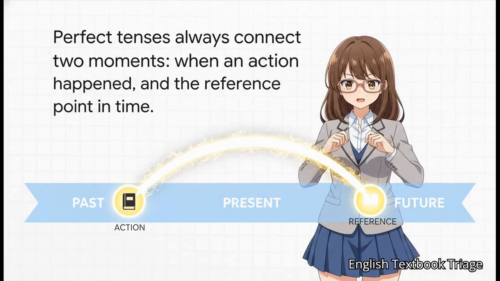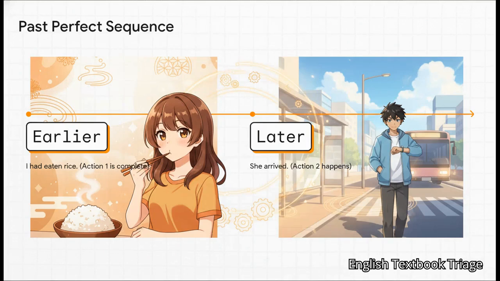So here's the absolute key to remember. Anytime you see a perfect tense, I want your brain to think 2 moments in time. That's it. There's always the moment the action happened, and then there's another reference point we're connecting it to. This timeline just lays it out perfectly. Look, we've got 2 things that happened in the past. I had eaten rice, and she arrived. By using the past perfect tense, we make it crystal clear which one came first. The eating happened before she got there. It just sets the sequence straight.